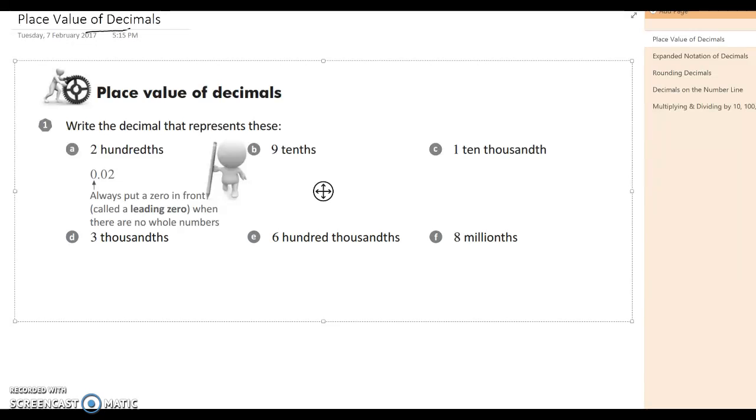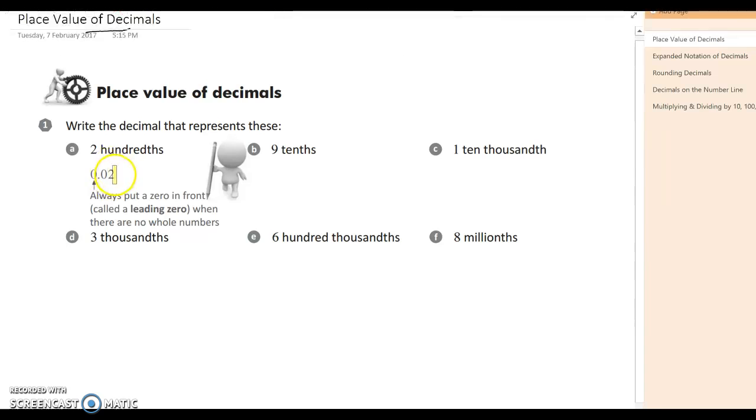Hi guys, I'm doing something a bit extra for you today, and that's the place value of decimals, which is the first that you're looking at in your sheets, and I'll do some for you. So here you'll notice, and I'll use a highlighter, that we've got 2 and it's in the hundredths column. Okay, so where are these columns?